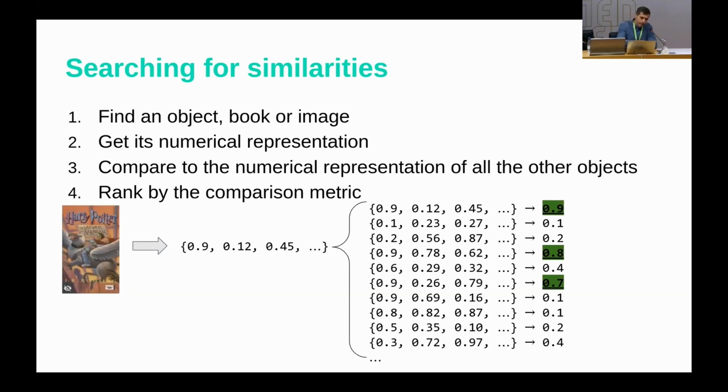So you compare the Harry Potter vector with the first vector. Oh, that's very similar. They are like 90% similar. The second one, not so similar, 10%. Third one, not so similar. The fourth one, 80% similar. Just based on a few mathematical operations, right?